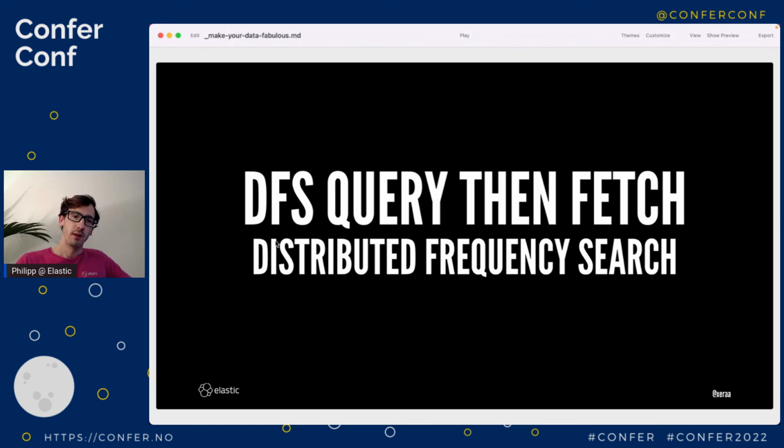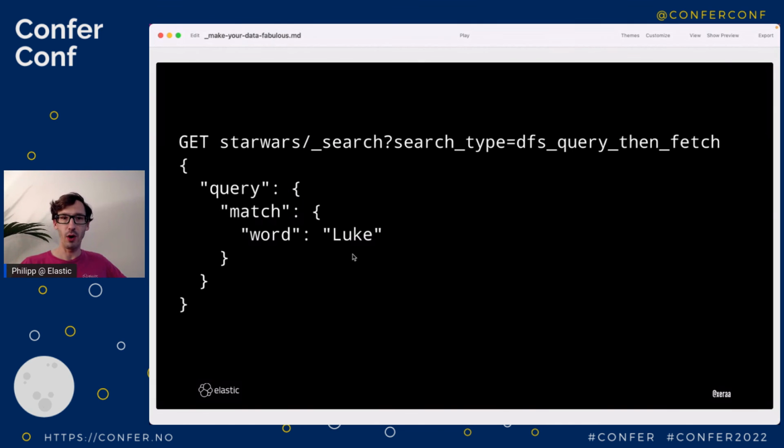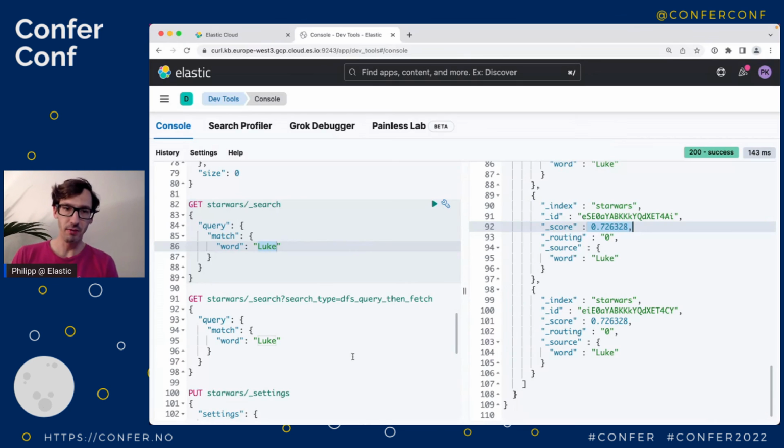You could add a step before that, which is called DFS, distributed frequency search, which at first goes to all the shards and says, how many Lukes do you have? And then for the IDF part, it averages out the statistics of how many Lukes there are globally. So then you have the same relevancy for all the Lukes.